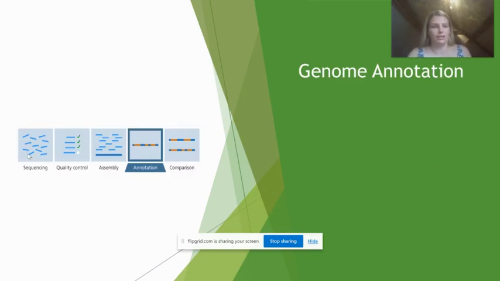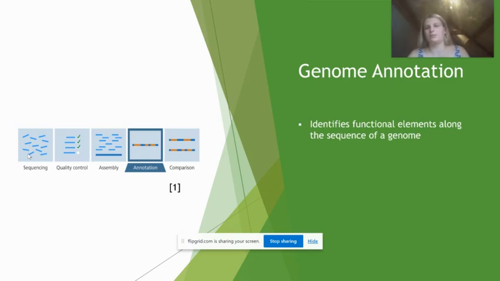So first of all, what is genome annotation? Genome annotation identifies functional elements along the sequence of a genome. So essentially, on a DNA sequence, it's finding each region and giving function to it.